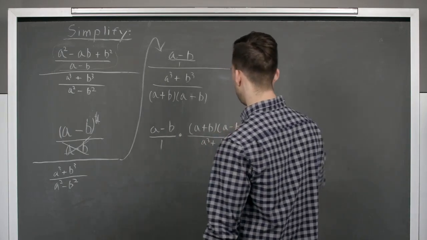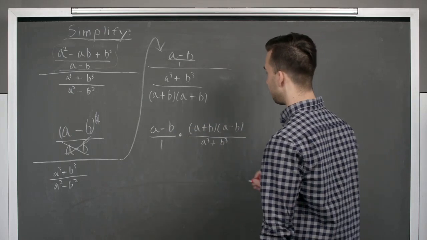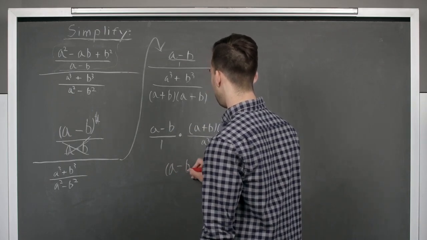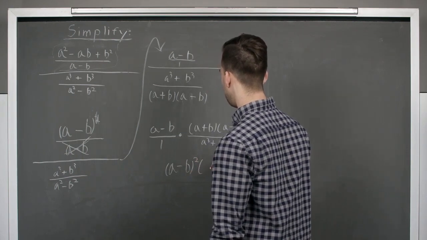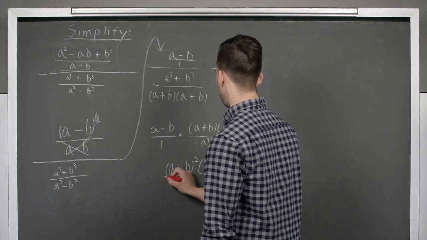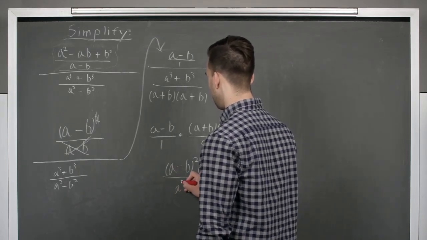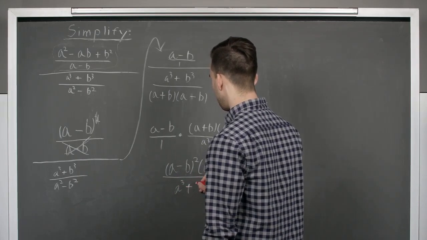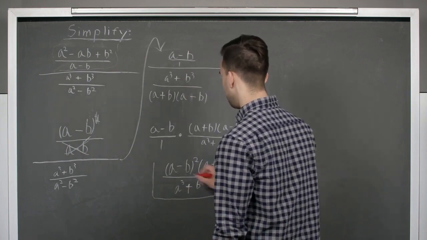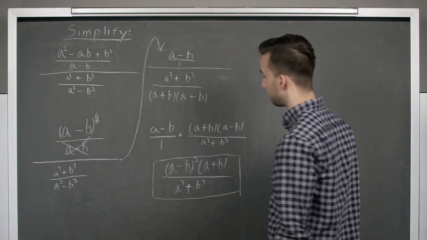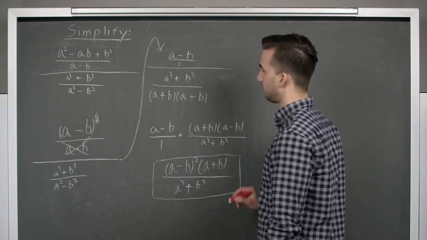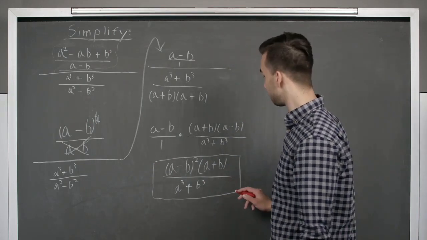Then we can combine the like terms here. We'll write this as a minus b squared times a plus b, all over a cubed plus b cubed. So that is our solution for this example. Notice we can't simplify any further, but that's our solution.